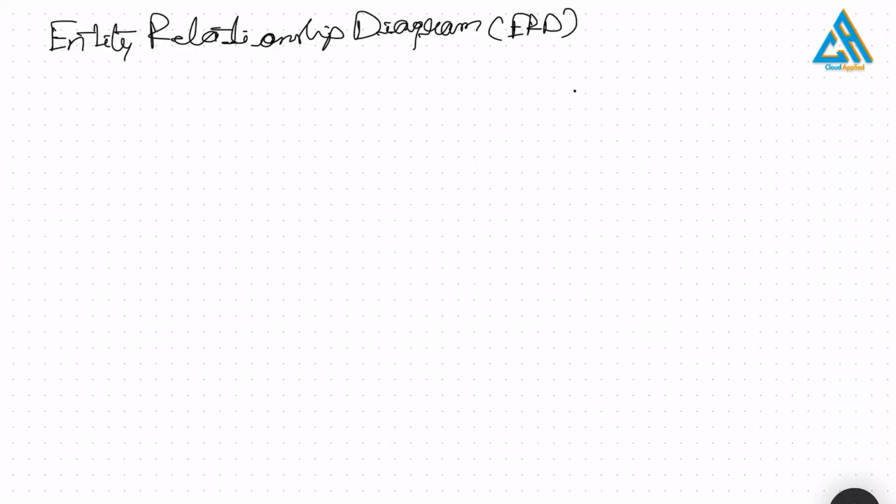ERD or Entity Relationship Diagram. The name itself says that these diagrams explain how the entities are related to each other in a data flow. Okay, let's break down. What is an entity? Entity can be a person, event, concept, or an object.